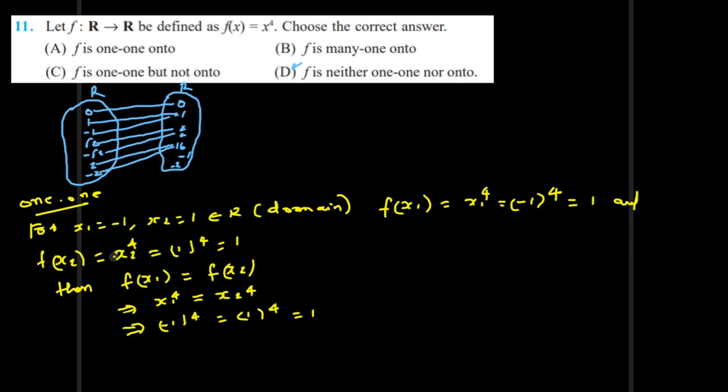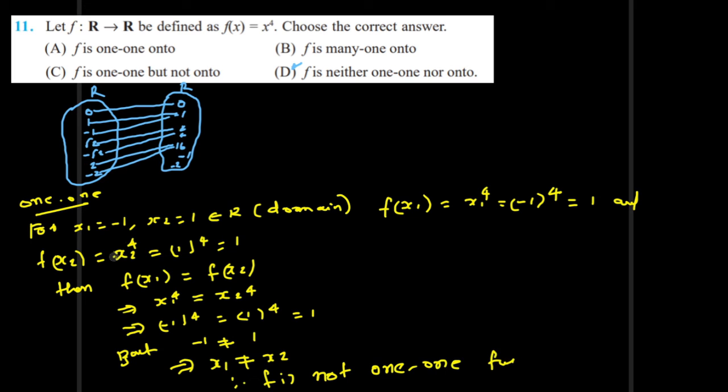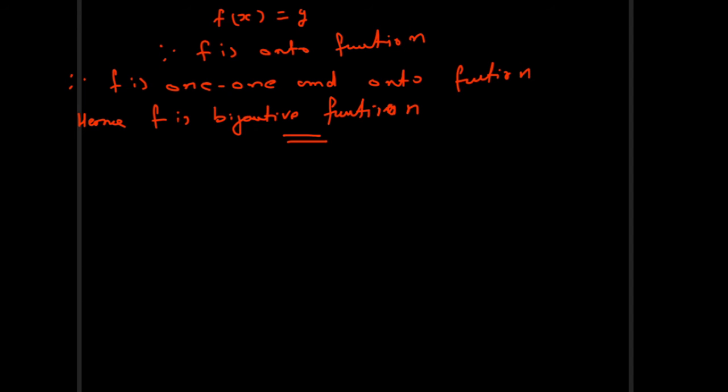Both are equal, but minus 1 is not equal to 1. This implies x1 is not equal to x2. Therefore f is not one-one function. Clear? Then next, onto.